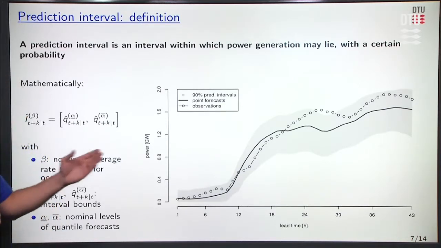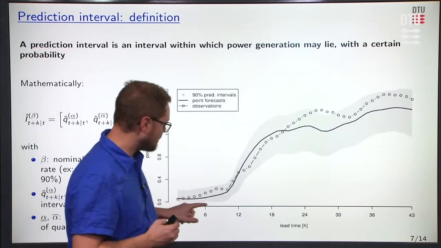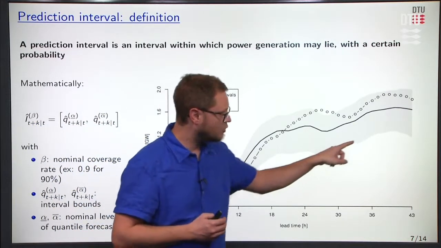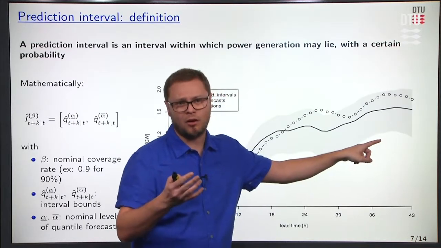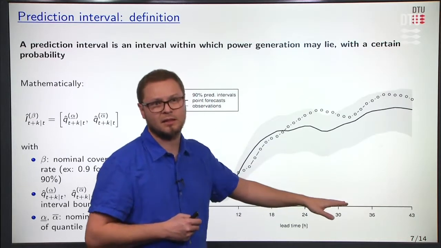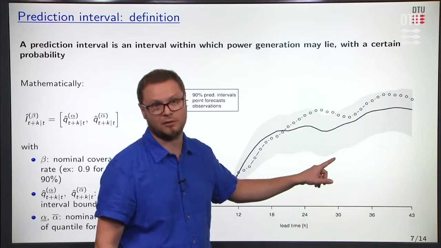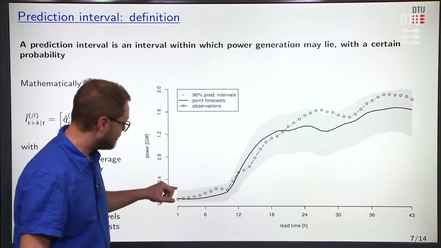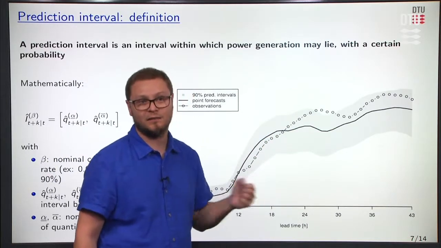Imagine here in this example plot that we define this quantile forecast that would be the lower bound with a probability or nominal level of 0.05. So there's only a 5% chance that what could be observed in terms of power generation is below this bound. On the other side, you have a quantile forecast with a nominal level of 0.95.